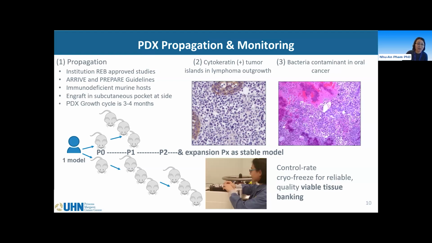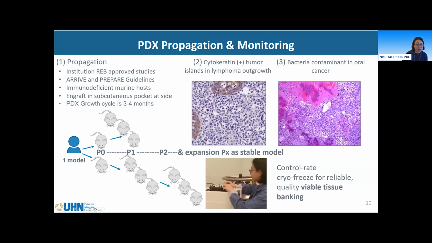And then when it's implanted, the maximum size at which it is harvested is 1 centimeter in largest diameter, in which case the tumor would be divided and a fresh tumor fragment would be re-implanted into the next generation, which we call passage 1, 2, 3, and so forth.